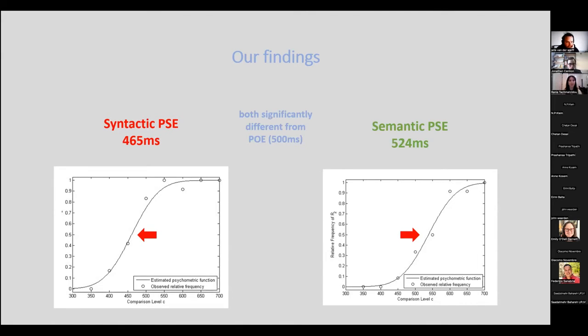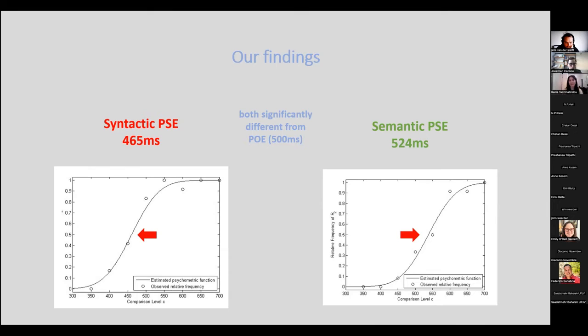And here is our findings. So for the syntactic violations, the point of subjective equality was at 465 milliseconds. So for the syntactic violations, we had a duration overestimation. Our participants perceived an oddball with duration 465 milliseconds as lasting 500 milliseconds, which was the duration of the standard stimuli. So we have an overestimation of the duration of the oddball.